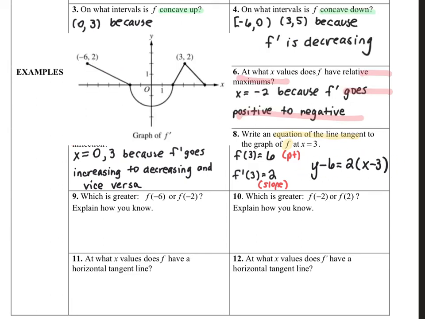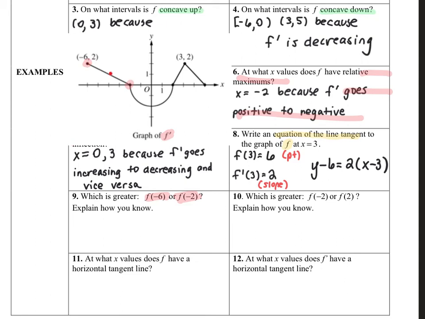Question number 9 is asking which is greater, f of -6 or f of -2. When I look at this graph of f prime, here is f prime of -6 and f prime of -2. Don't make the mistake of thinking that it's asking about f prime's comparison of values. It wants the comparison of values of f. A common mistake students make is to see this point of f prime at -6 is higher, and therefore they think that f of -6 will also be greater.